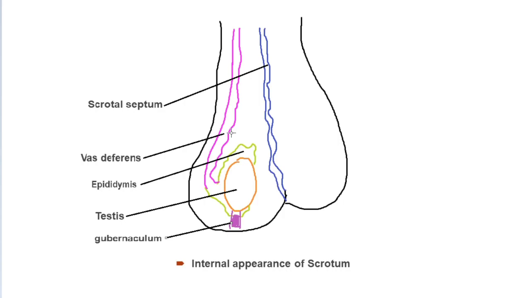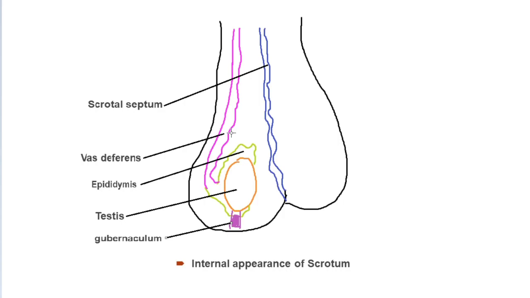I have given colors for your convenience only. Keep in mind that colors are only for your convenience; the testis is neither orange nor is the epididymis green. These colors are given for our understanding only. Above the testis, the structure that is seen is called the epididymis. As we have just seen with the accessory ducts, the epididymis is part of the accessory ducts.